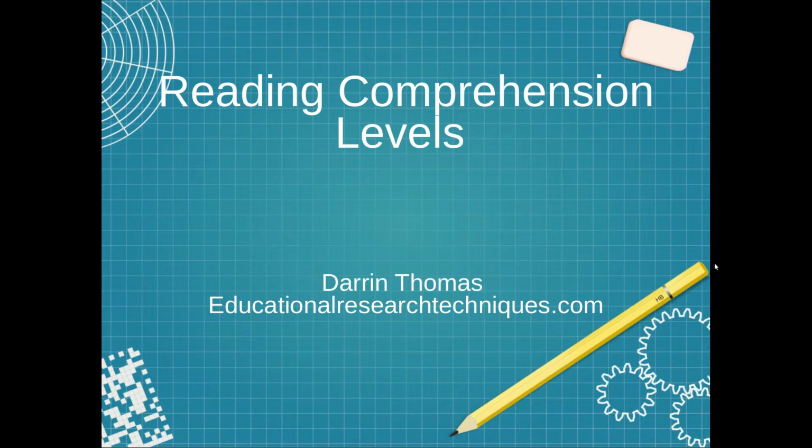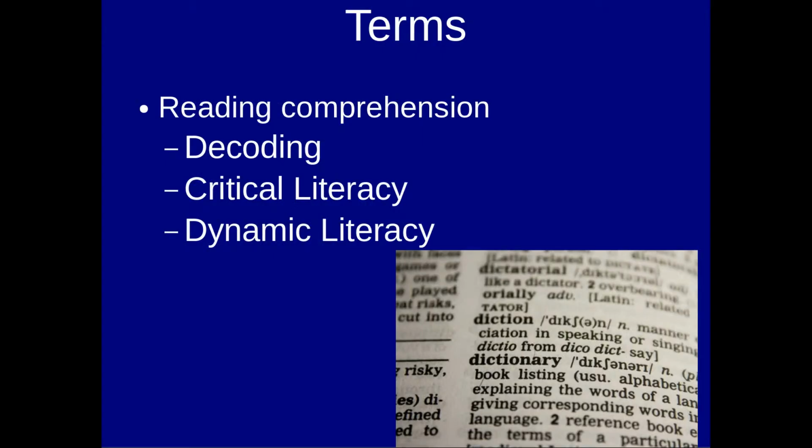In this video, we're going to talk about different levels of reading comprehension and how this can affect you as a teacher at whatever level you are teaching at. So, let's begin. In reading comprehension, there are three levels that the typical student goes through as they achieve mastery in reading and understanding what they read. Those stages are decoding, critical literacy, and dynamic literacy. These are the three levels that a student goes through as they comprehend text. And of course, I'm assuming you know reading comprehension means the ability to understand what you read.